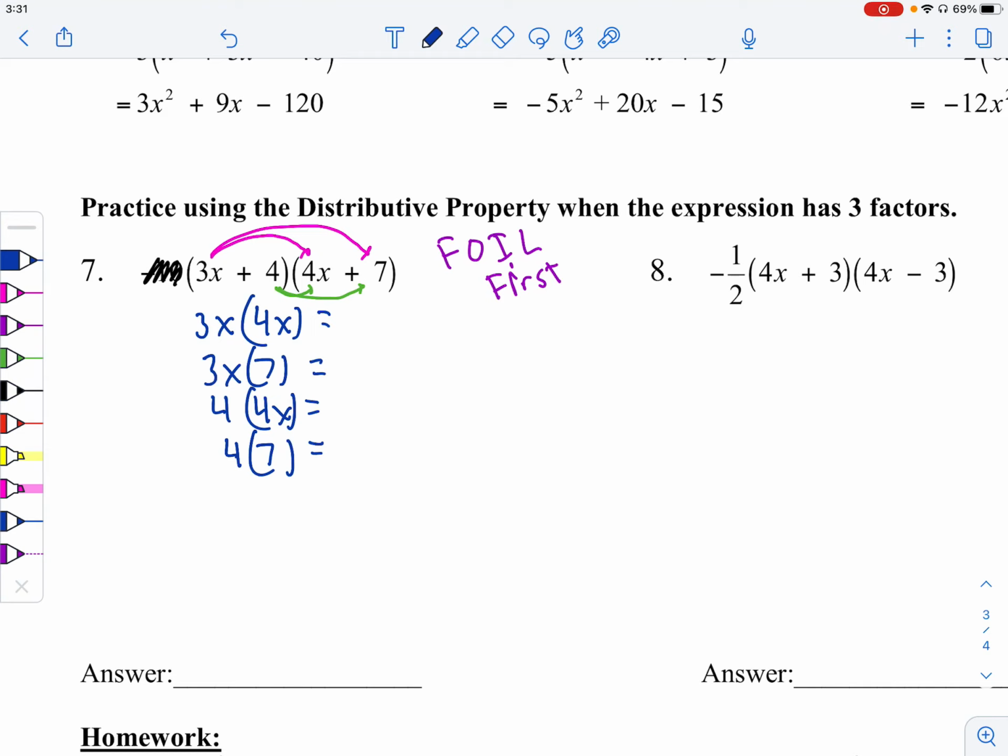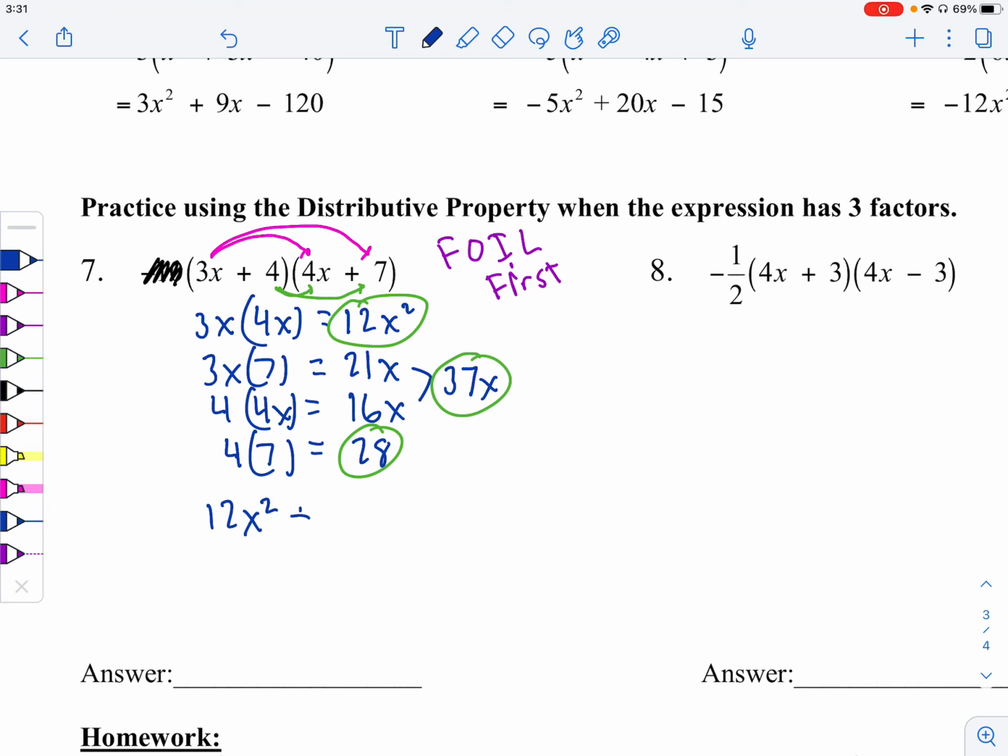Then we multiply that out, right? 3 times 4, 12. We got 2 x's, so x squared. 3 times 7, 21 with 1x. 4 times 4 is 16 with 1x. 4 times 7, 28. And then we combine like terms. 21x plus 16x, so 21 plus 16, 37 x's. So that's 12x squared, 37x plus 28. So we can rewrite that here: 12x squared plus 37x plus 28.